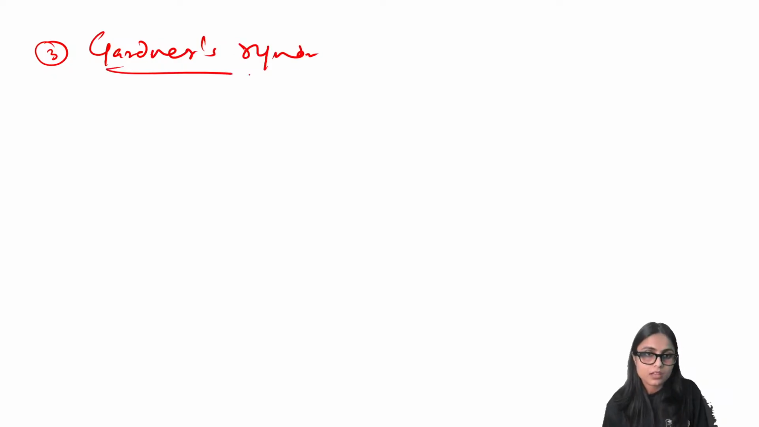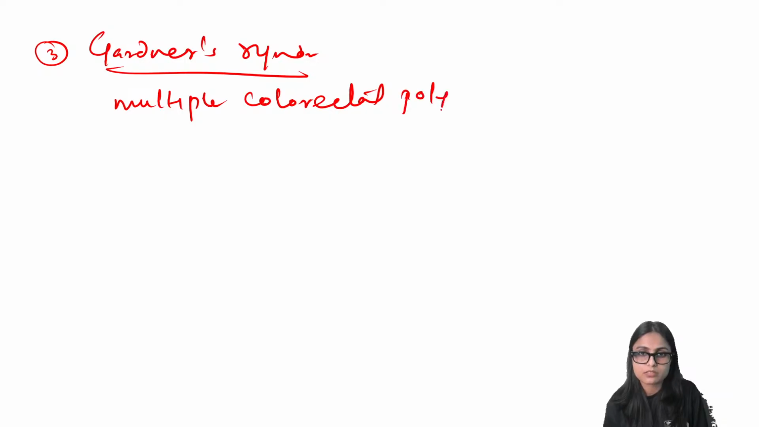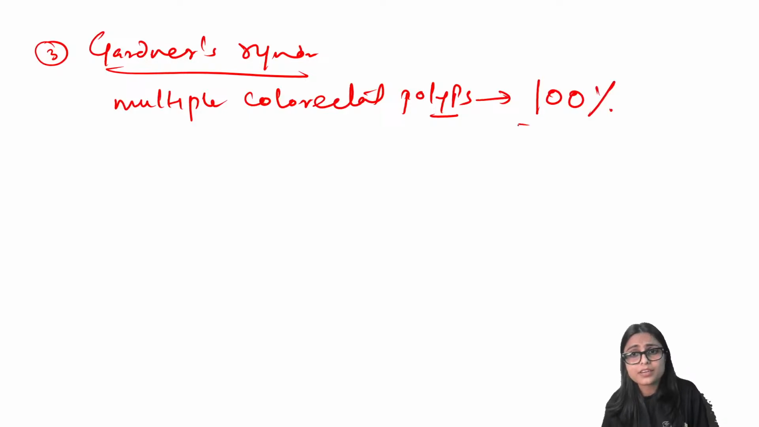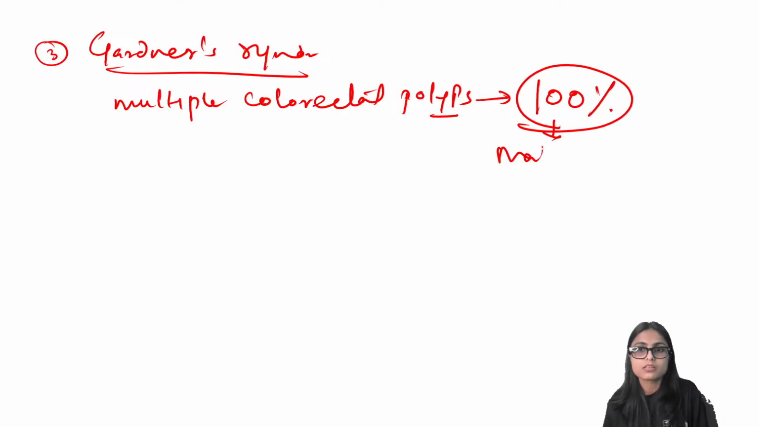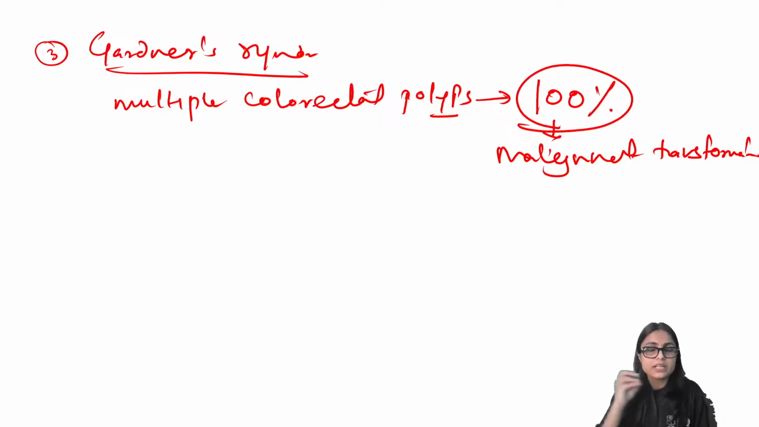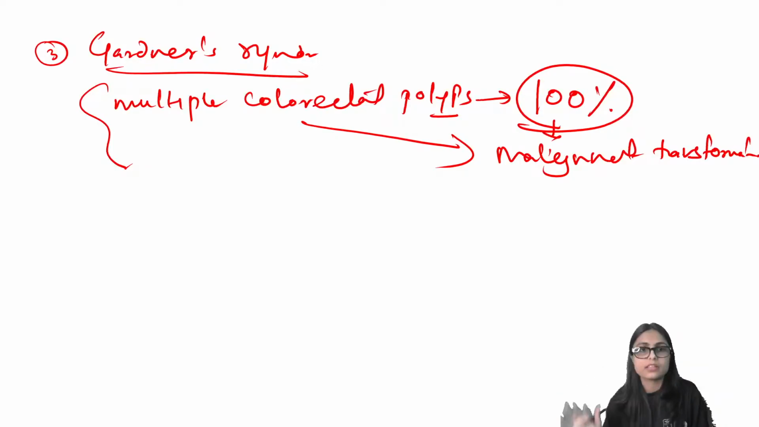Moving on to the next syndrome, which is Gardner syndrome. Now, in Gardner syndrome we have multiple colorectal polyps, correct? And there is 100% chance that they will undergo malignant transformation. 100% chance in Gardner syndrome. Whatever multiple colorectal polyps are there, 100% chance that they are going to convert into malignancy.